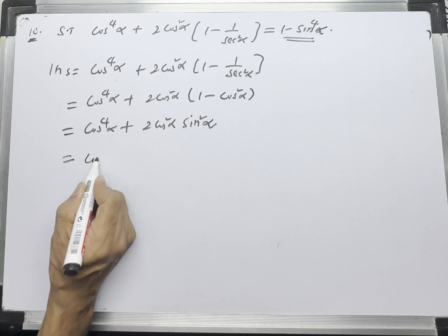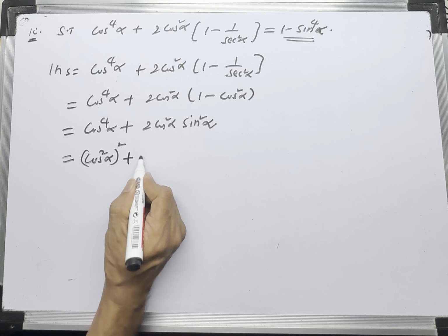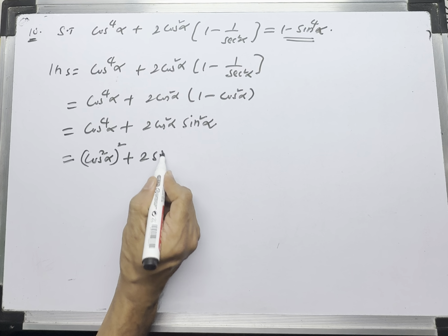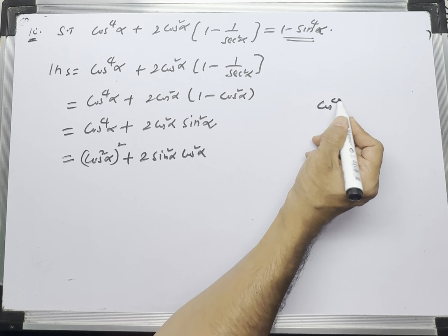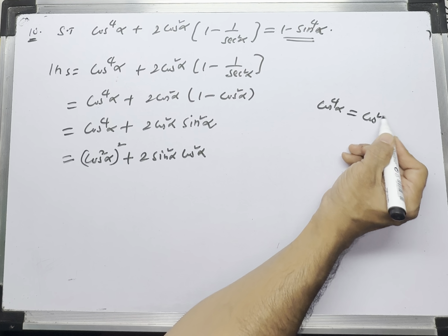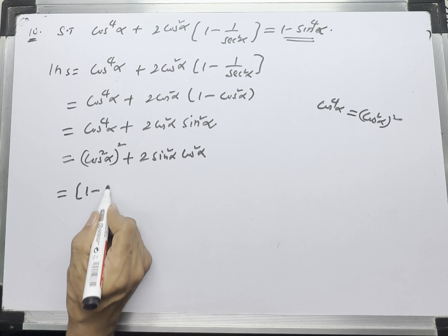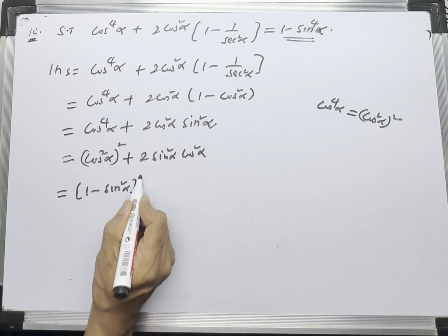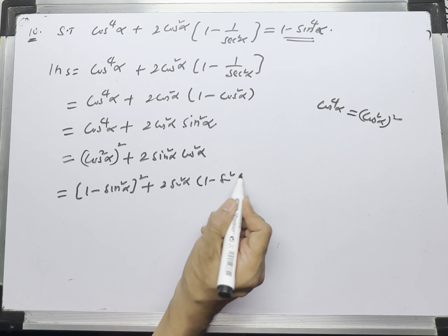We need the answer in terms of sin. So we have to replace cos. Cos power 4 we will write in terms of cos square whole square. 2, I am writing sin square first and cos square second. What have we done? Cos power 4 alpha we are writing as cos square whole square. Why are we writing in cos square? Because we have to change this in terms of sin square. So 1 minus sin square, 2 sin square; this cos square is 1 minus sin square.